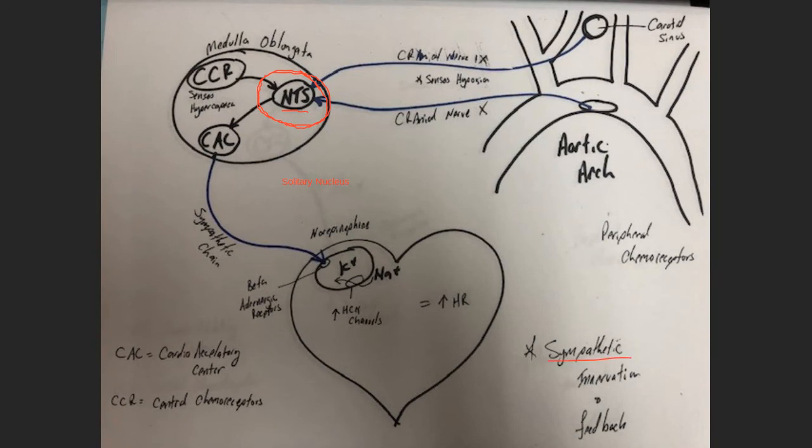So we have a cardiac acceleratory center located in the medulla. The nucleus tractus solitarius sends a signal to the cardiac acceleratory center. Sympathetic nerves leave that center in the medulla and go to the SA node of the heart. From here, this is what we talked about last class. Those sympathetic nerves, norepinephrine from the sympathetic nerves, innervating the beta adrenergic receptors at the SA node, results in excess sodium entering the cells of the SA node through the HCN channels.